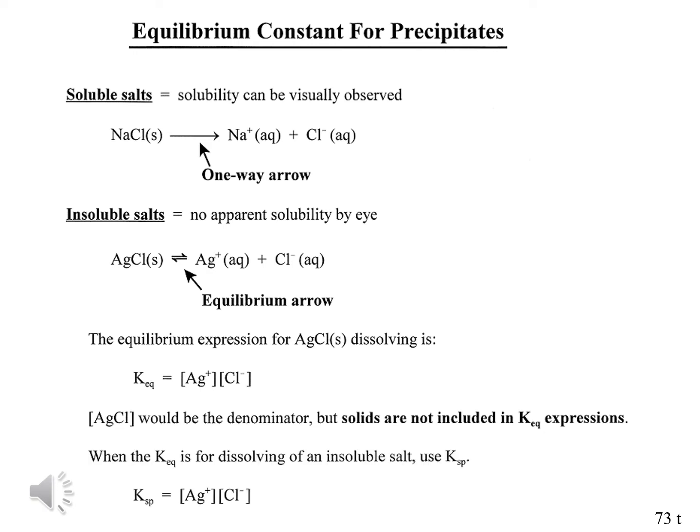When chemists are doing a specific problem, oftentimes they'll take off the EQ and put on a subscript that tells you what kind of problem. SP is what this is called, KSP. It stands for solubility product. It's solubility because it has to do with dissolving, and it's a product because it's a multiplication problem.